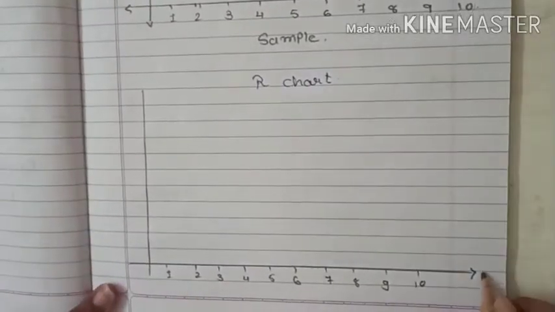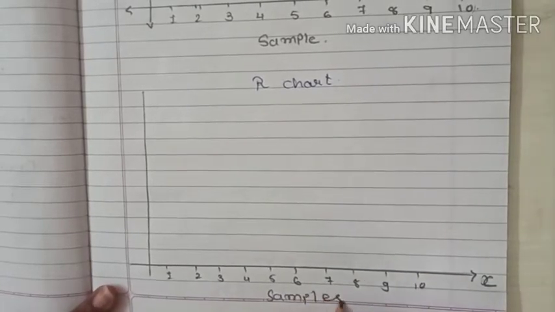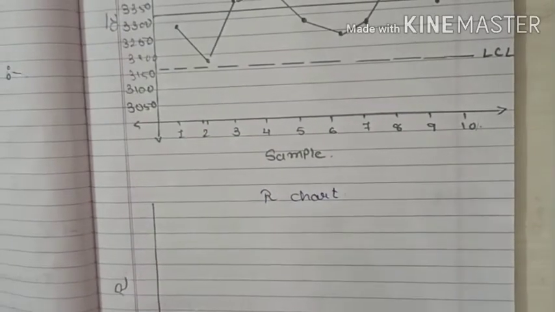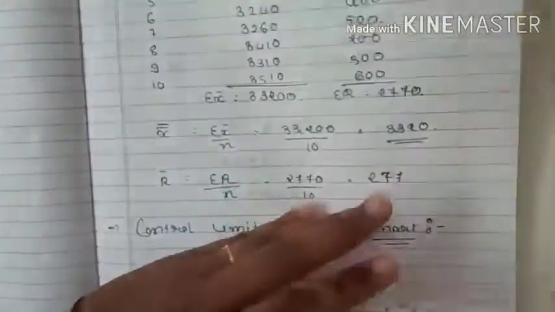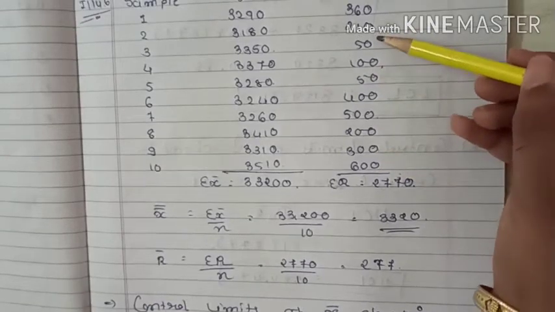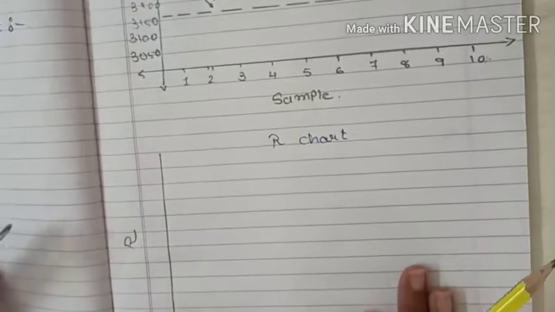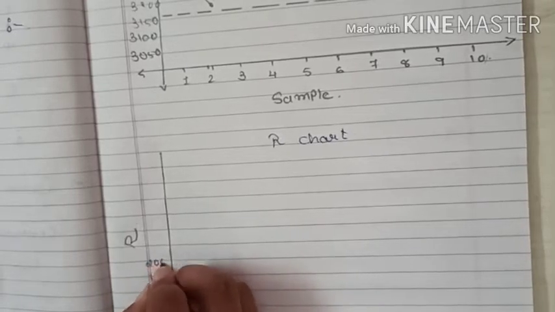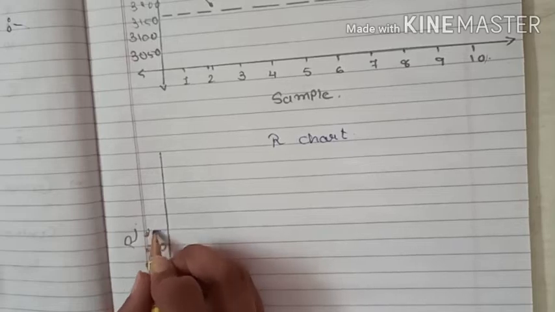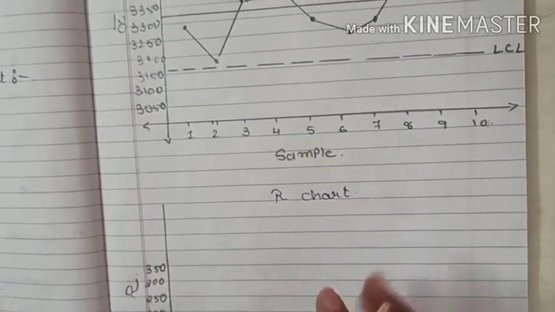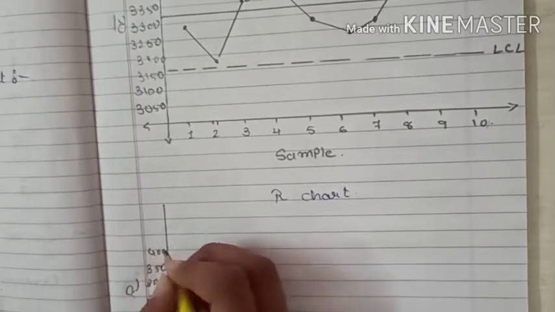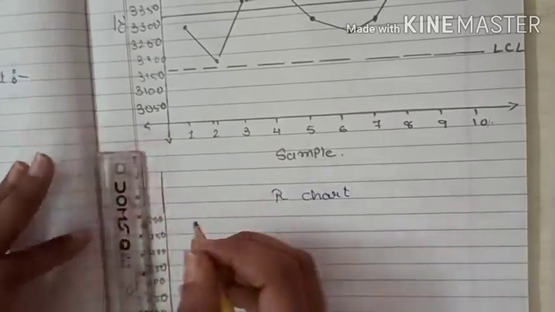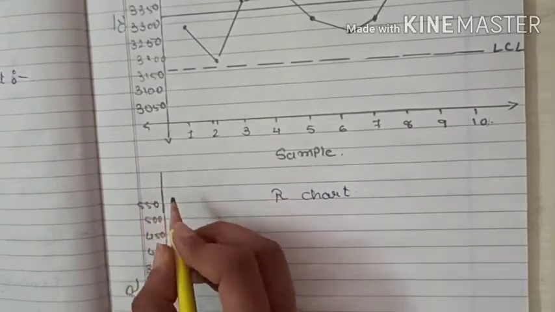For the R chart, on the x-axis we have taken the samples, right? On this side we are putting the range R, and the upper control limit is 584, and you can see that we can start with the lowest value, which is 50. So we are starting with 50, 100, 150, 200, 250, 300, 350, 400, 450, 500, 550 and 600.